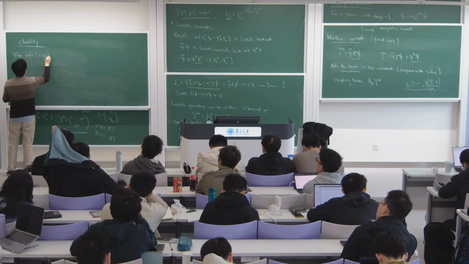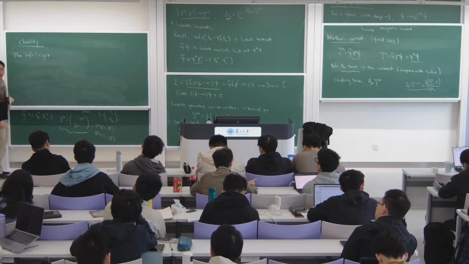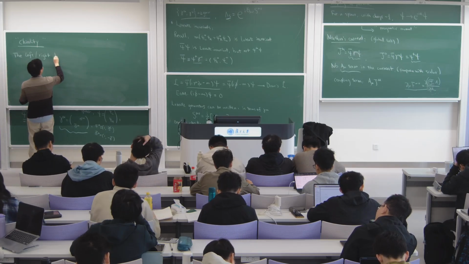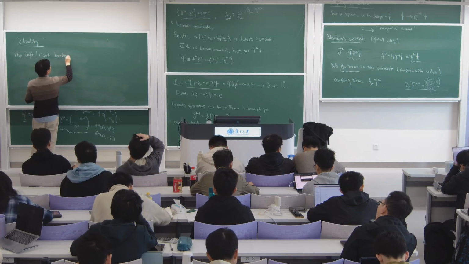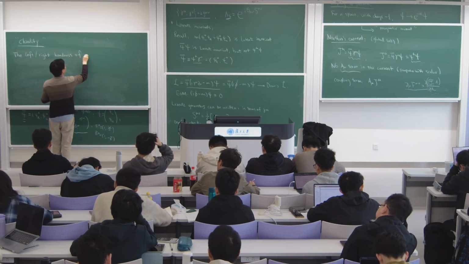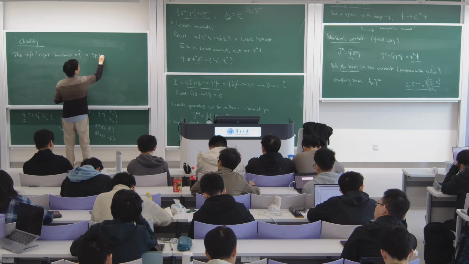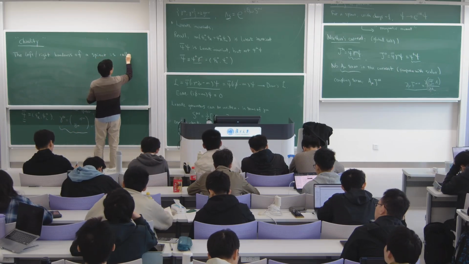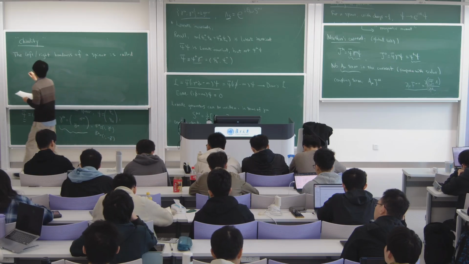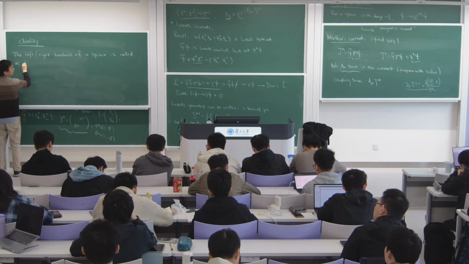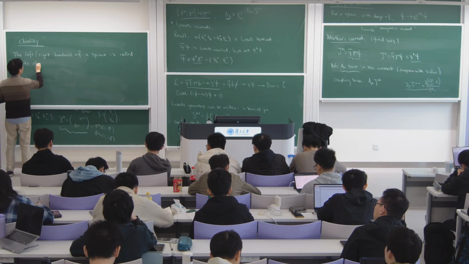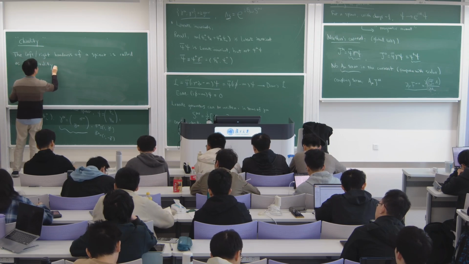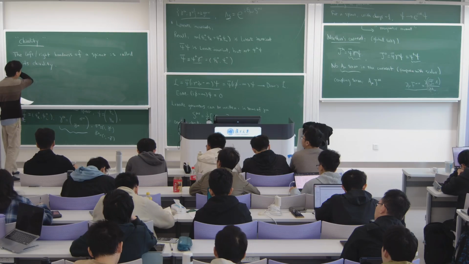What do you mean by chirality? What do you mean by the chiral property of this fermion? It's defined this way: the left or right handedness of a spinor is called the chirality. Okay.